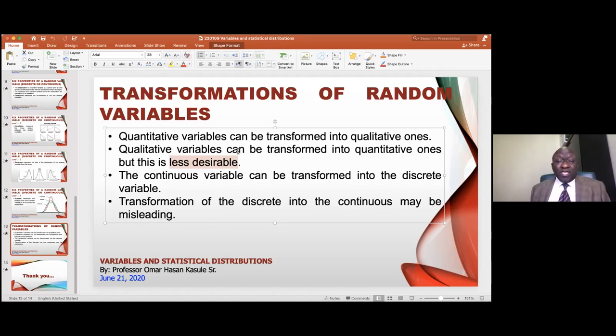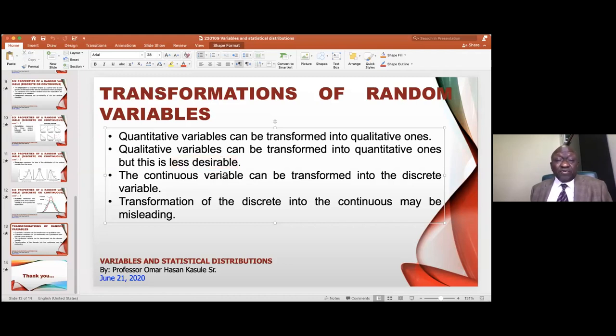So these are descriptions, qualitative descriptions, but we're using numbers. We say number 1, number 2, number 3, number 4. So we are turning a qualitative variable into a quantitative one. But we don't like to do this because quantitative is more accurate. Qualitative is less accurate. If you make qualitative into quantitative, you are making it appear more accurate than it should be.